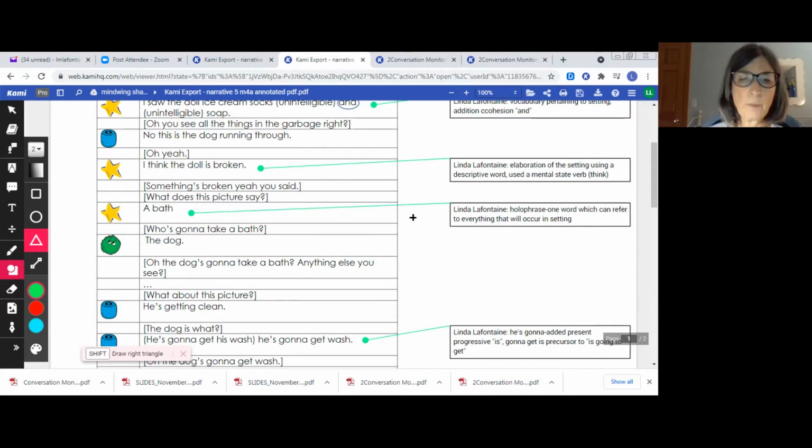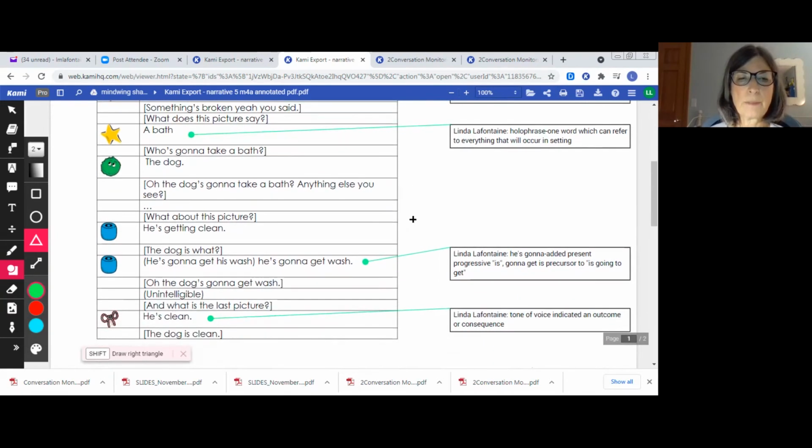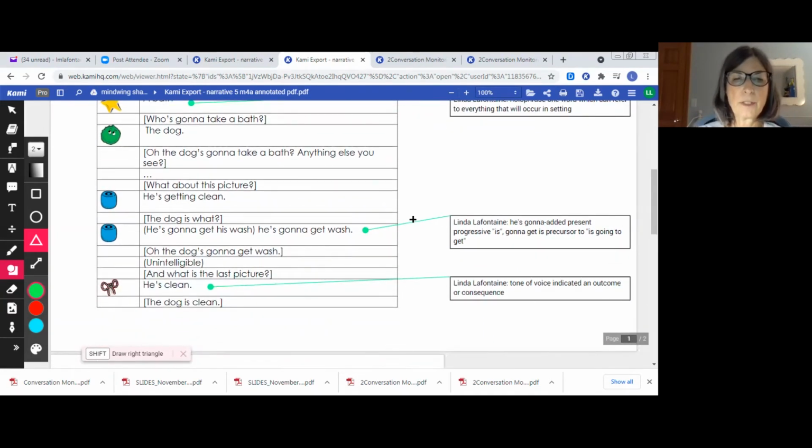So then she followed up with, what about this picture? She moved on to something else. And he then continued to talk about the dog getting clean. And again, he's going to get his wash was in parentheses because he clarified to say that he's going to get wash. And again, he added the present progressive, that is, by putting it on the end of he's, and again, that's a precursor to is going to get. So that's cool stuff to see.